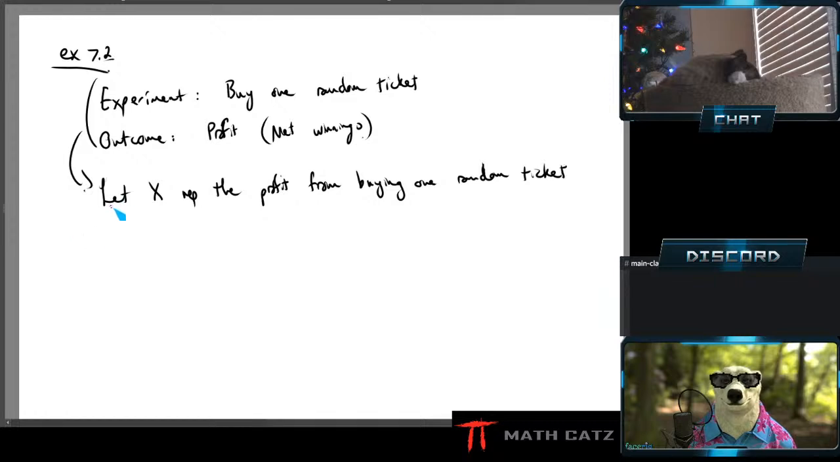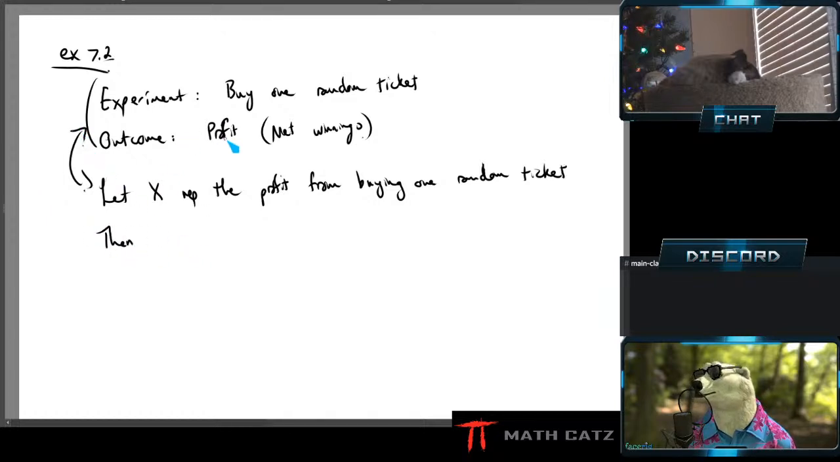They are connected. If the experiment changes, like I buy 2 tickets or something, or the outcome changes, like whatever else it could be, maybe not profit but just winnings, then the random variable has to change as well. They are tied to each other.